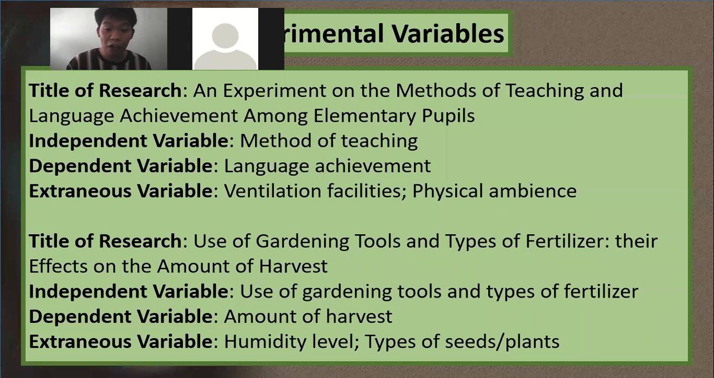We also have use of gardening tools and types of fertilizer, their effects and the amount of harvest. In this research, the independent variables are use of gardening tools and types of fertilizer, and the dependent variable is the amount of harvest. The amount of harvest will depend on the tools and the fertilizer being used for the gardening. But there are other factors that can affect the amount of harvest, which are the humidity level or the types of seeds and plants. So, ganun siya. That's the difference between independent, dependent, and extraneous.